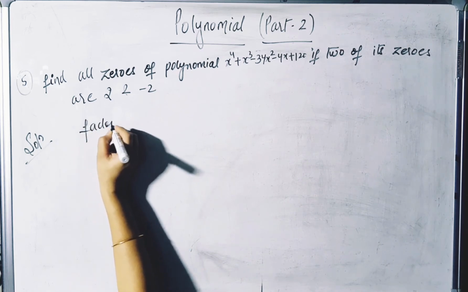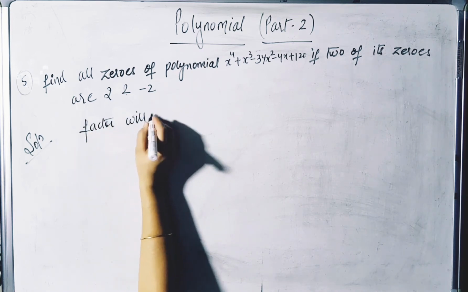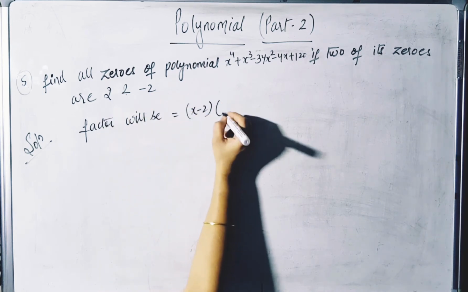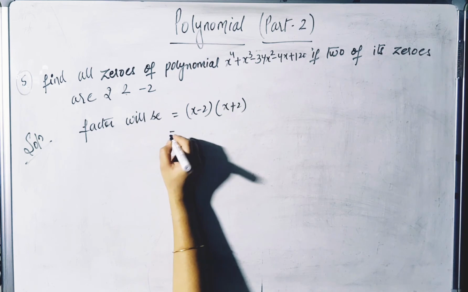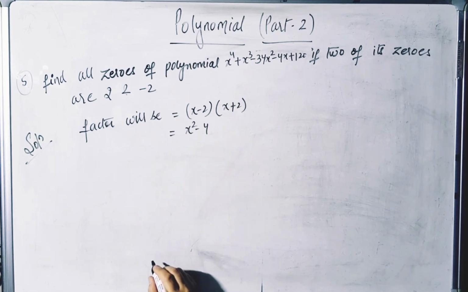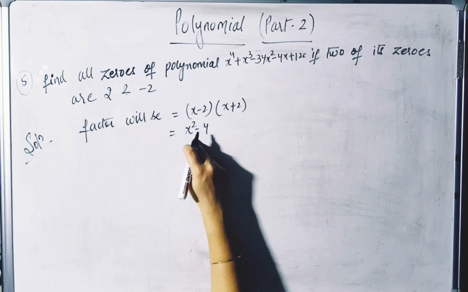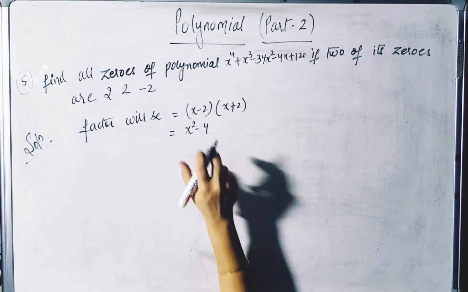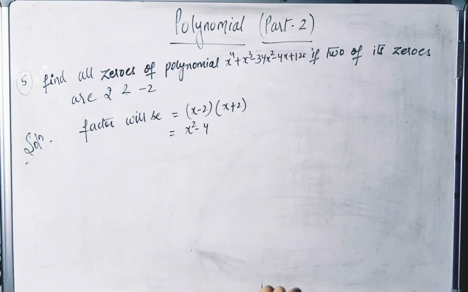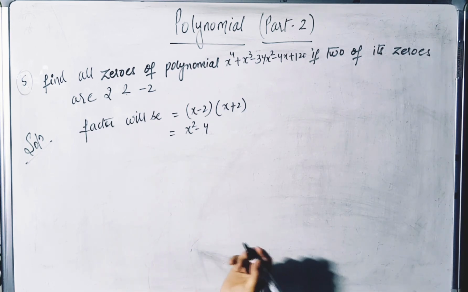Now they have mentioned 2 zeros over here, so the factor will be what? जैसे मैंने पिछले question में किया था, opposite sign will take, x minus 2 and x plus 2. So ये हो जाएगा x square minus 4. Now we'll apply a division algorithm theorem. This x square minus 4 को इससे हम डिवाइड करेंगे. Whatever quotient we'll get, फिर हम उसको further factorize करेंगे. So we'll get other zeros of a polynomial.